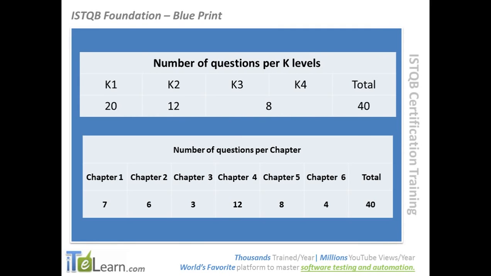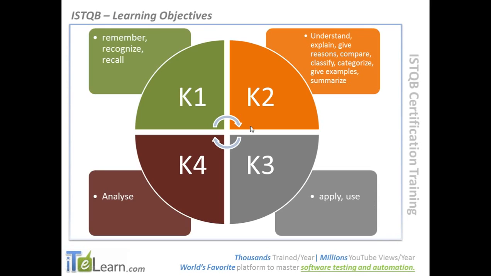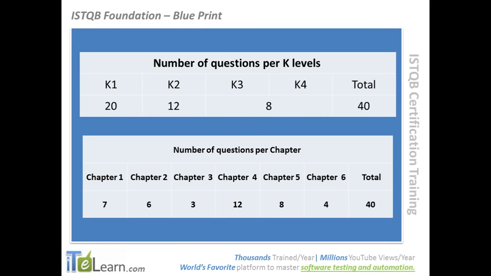As per the K levels, they have formulated the ISTQB examination. The K levels are K1, K2, K3, K4, which I have discussed. You can see the total number of questions is 40. K1 questions, you will get 20, K2 you will get 12, and K3 and K4 together you will get 8. Just to recap, K1 is remembrance, K2 you have to understand, explain and reason out, K3 is apply and use, and K4 is analyze.